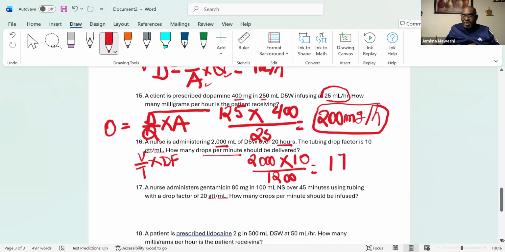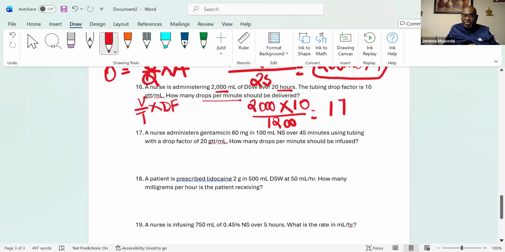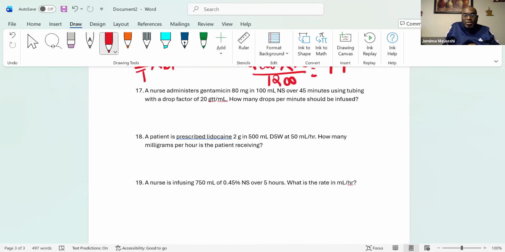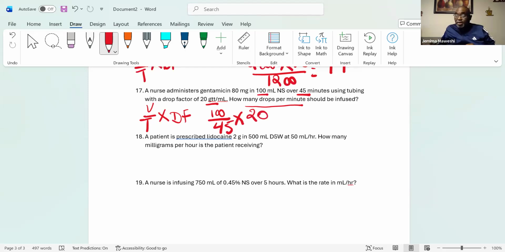It becomes 17, and we are on question 17 too. That's good. See, how many drops per minute? You have to have a volume divided by time, multiplied by drop factor. Your volume has to be in milliliter. Your time has to be in minutes. Your drop factor is there. So I'm going to do 100 divided by 45, multiply that by 20. So let's go down there.